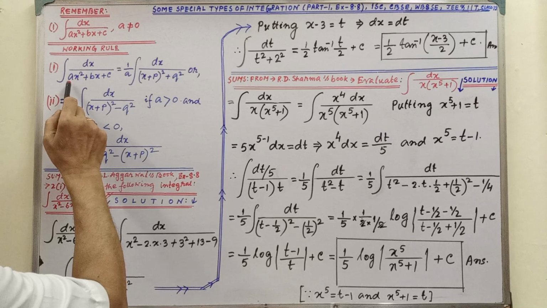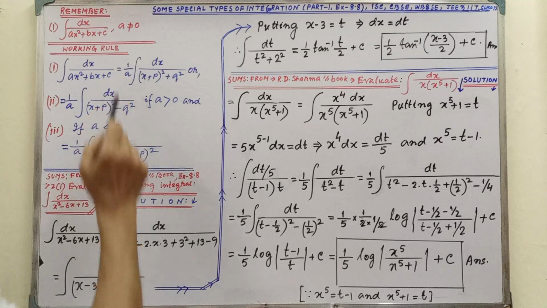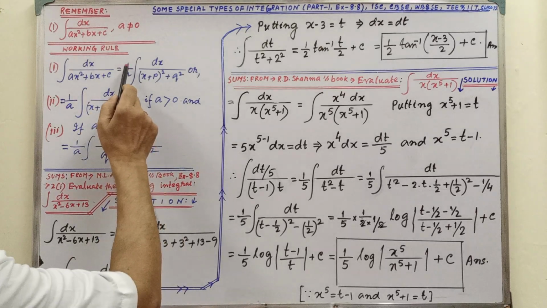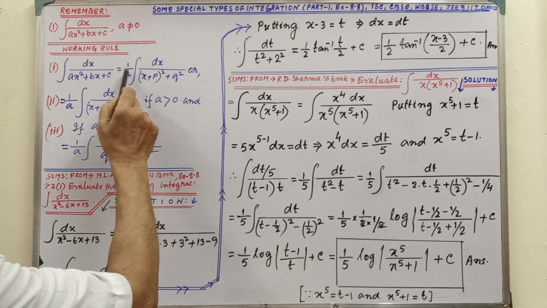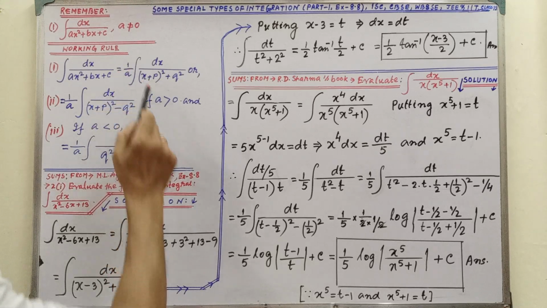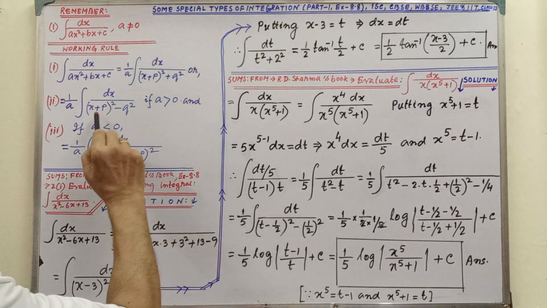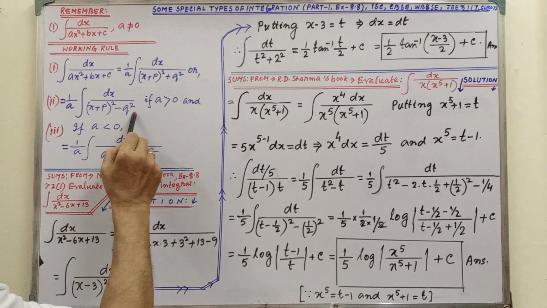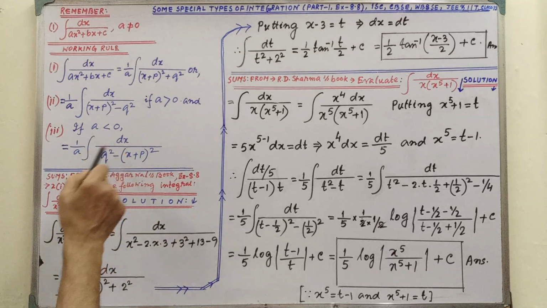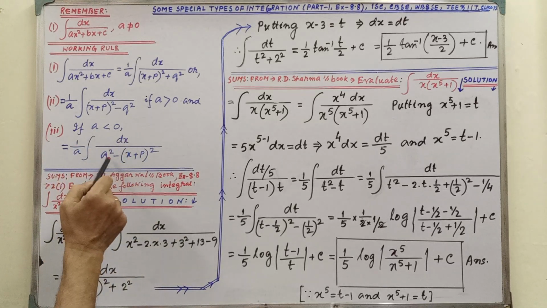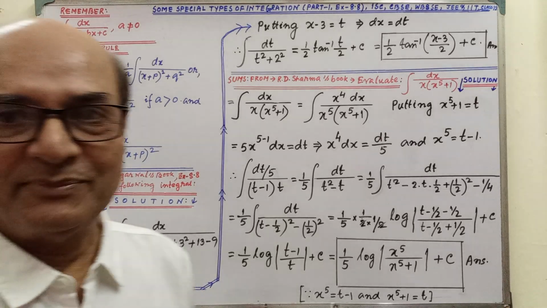A, that is the coefficient of x square, will be common, and we have to write a by a, that is, the constant number will come outside of the integration. Then it will be x plus p whole square plus q square, or x plus p whole square minus q square when a greater than 0. And if a less than 0, then 1 by a dx, q square minus x plus p whole square. This frame you have to remember.